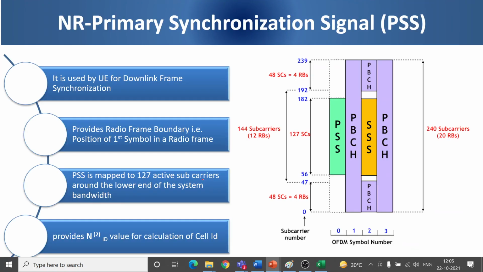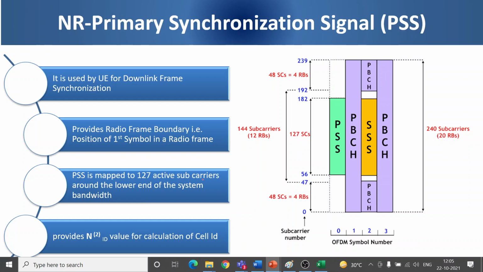Okay, so just to repeat and make it clear, this is the same diagram where I have 240 subcarriers for a synchronization signal block. The PSS and SSS take 127 subcarriers. Your PBCH in symbol 2 takes 48 subcarriers on the upper side and 48 subcarriers on the lower side. You can see the diagram. And on the right side, all 240 subcarriers are taken by PBCH.